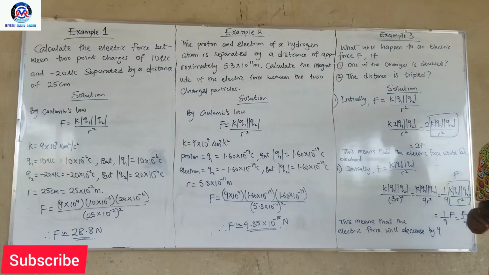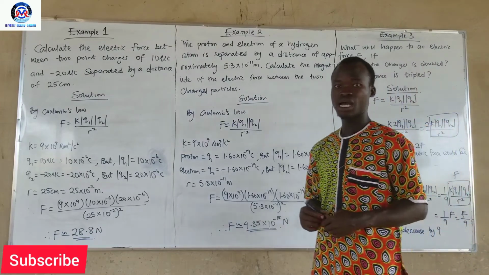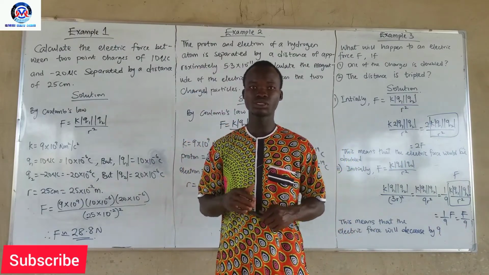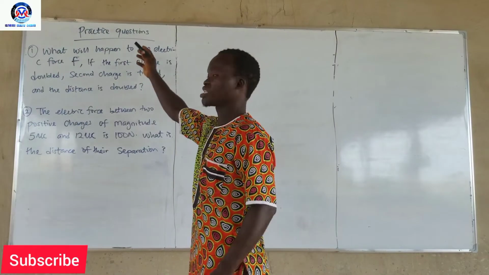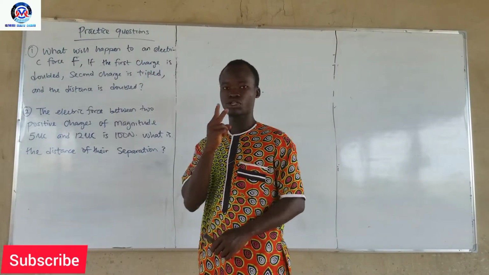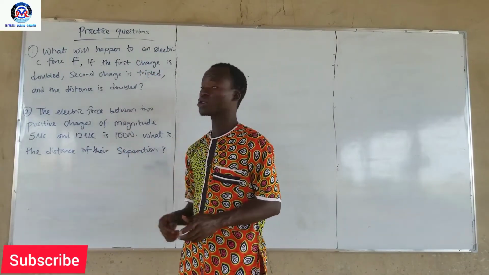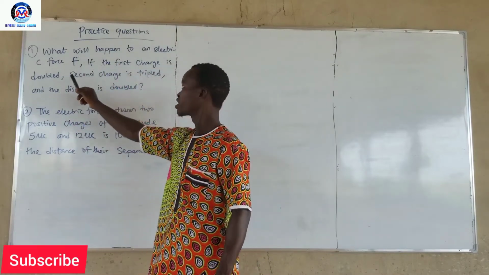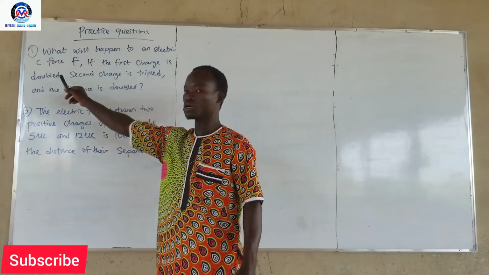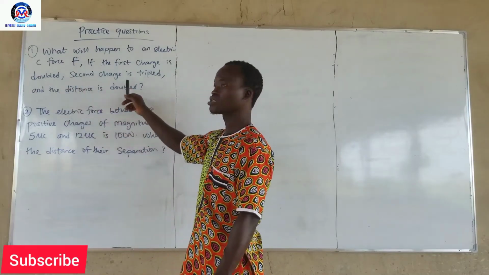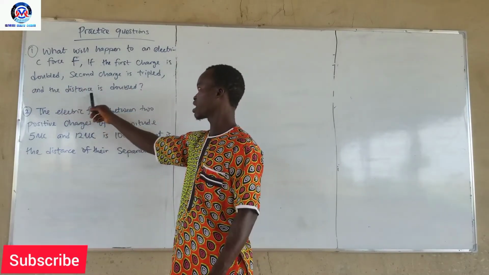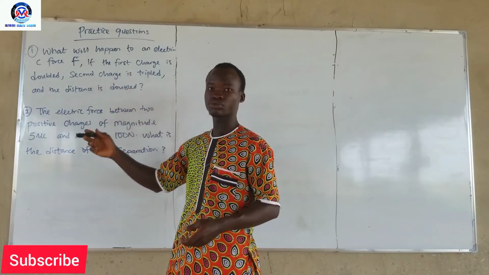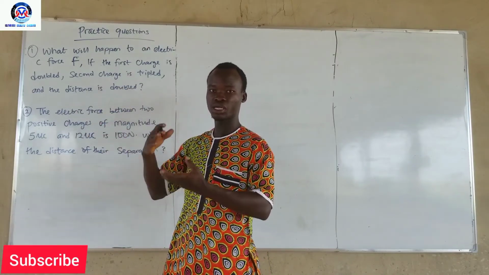So now I have some practice questions for you to solve, and if you have any questions concerning the class, you can drop it in the comment box below. These are the practice questions. There are just 2. The first question now is, what will happen to an electric force F if the first charge is doubled, second charge is tripled, and the distance is doubled? Now the question is, if these 3 things happen, what will happen to the electric force?